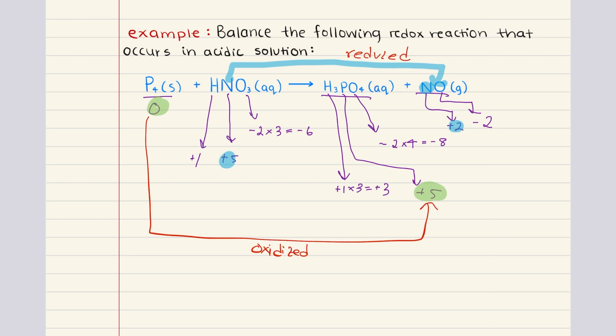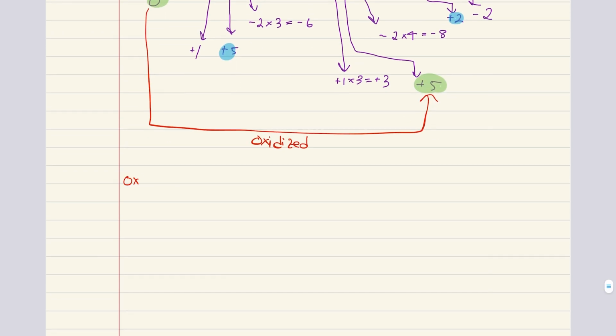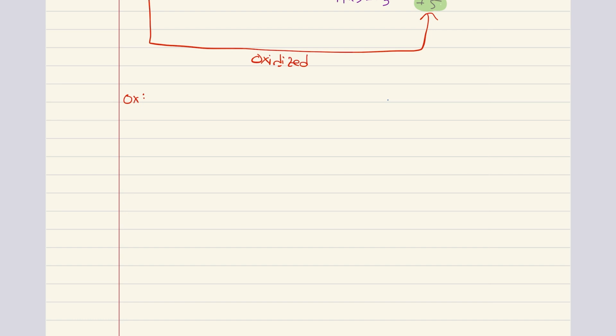So the next step is to then write the half reactions. We need to separate the overall reaction into 2 half reactions. We're going to have our oxidation half reaction and our reduction half reaction. In our oxidation half reaction, we only include the substances containing phosphorus because that's the element that's being oxidized. So on the reactant side, we have tetraphosphorus, and on the product side, we have phosphoric acid.